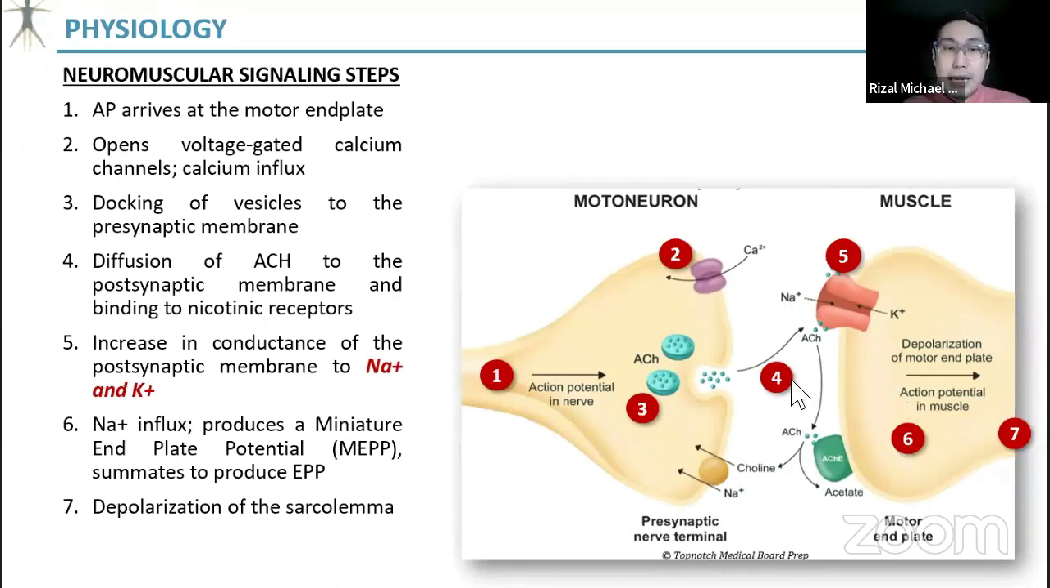Number 4. And then number 5, take note here that your, for example, acetylcholine here will bind to your nicotinic receptors on the postsynaptic, and it will increase, okay, take note, it will increase conductance to both sodium and potassium, not just sodium, both sodium and potassium. However, it's the sodium influx that's responsible for producing the miniature end plate potential. So if you have the miniature end plate potential, pagsama-sama mo yung mga yon, you will have your end plate potential. And then eventually, you will have your depolarization of your sarcolemma.